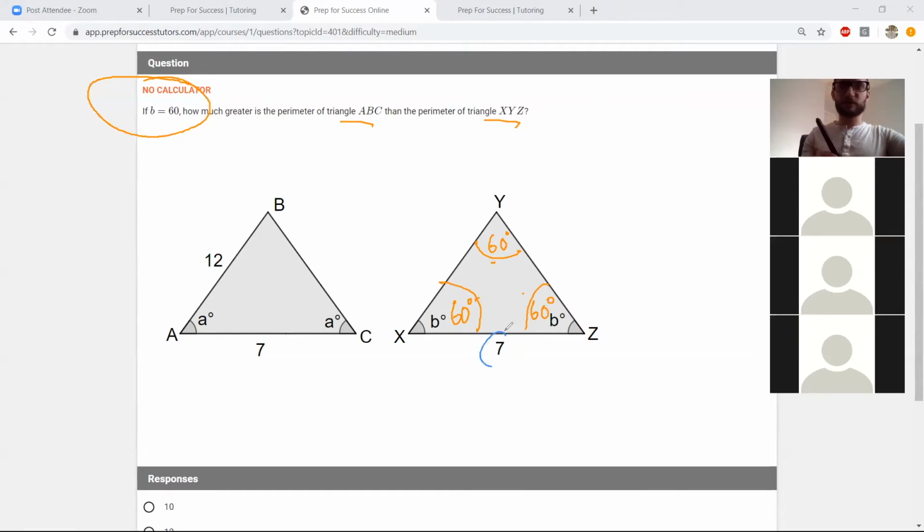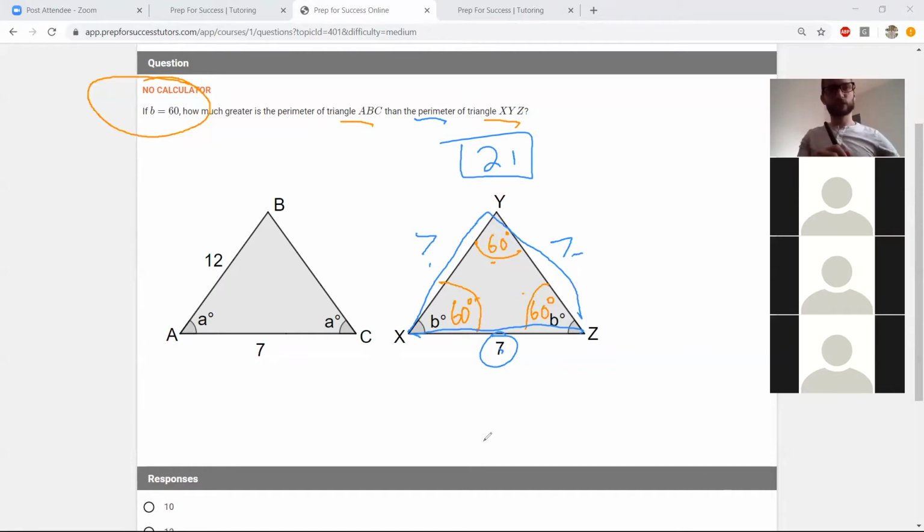So if this is 7, then this is 7, and this is 7. So we're dealing with perimeter. Perimeter is all the sides added up. So if this is 7, this is 7, this is 7, I add everything up, that gives me 21. Okay. Now, that's the triangle on the right. What about the triangle on the left? So that one's 21. I've got to figure out the triangle on the left.